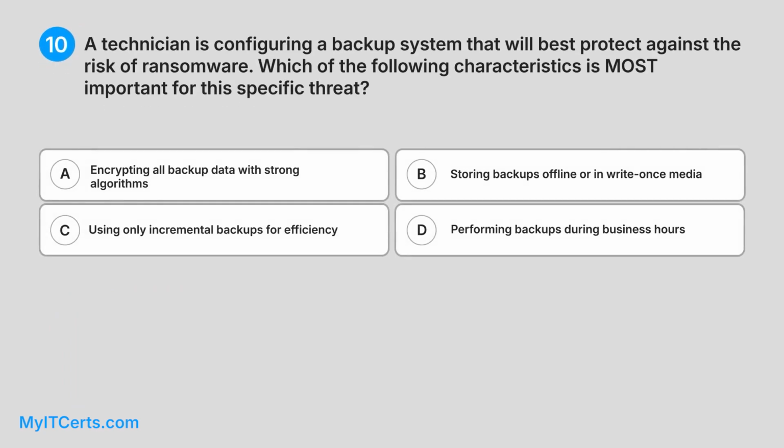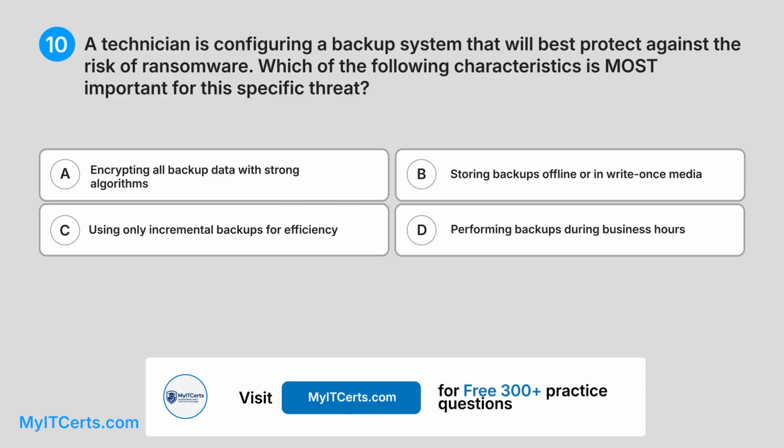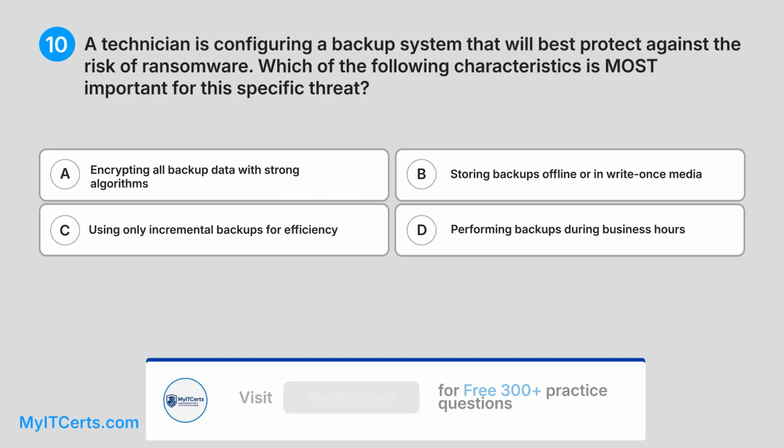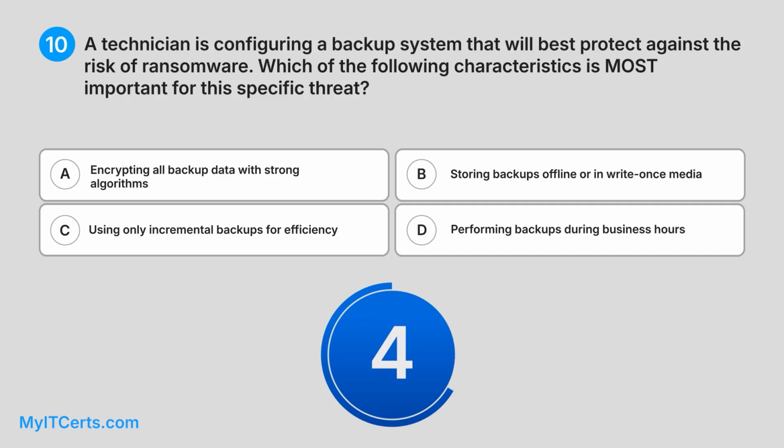10. A technician is configuring a backup system that will best protect against the risk of ransomware. Which of the following characteristics is most important for this specific threat? A. Encrypting all backup data with strong algorithms. B. Storing backups offline or in write-once media. C. Using only incremental backups for efficiency. D. Performing backups during business hours. Do you know the answer?